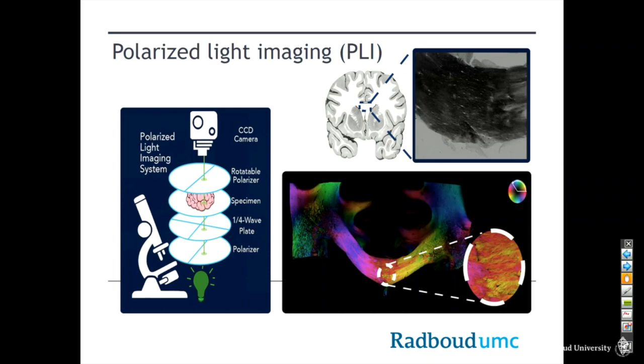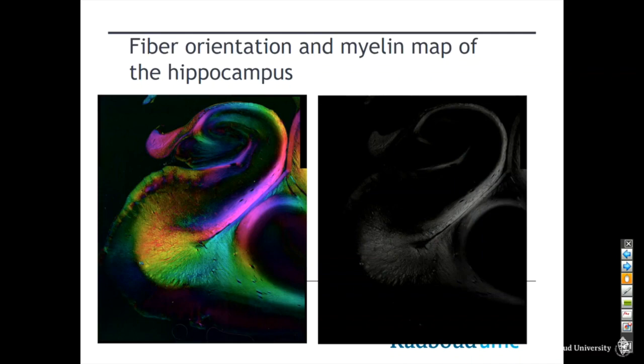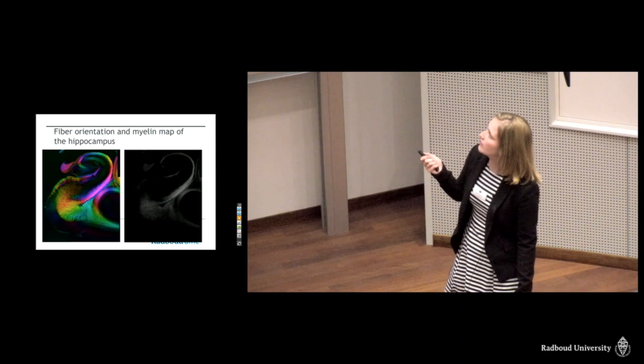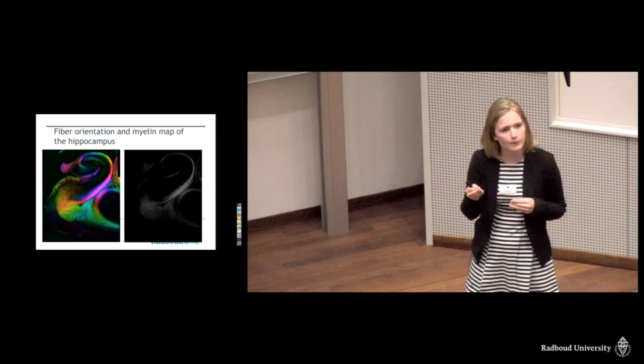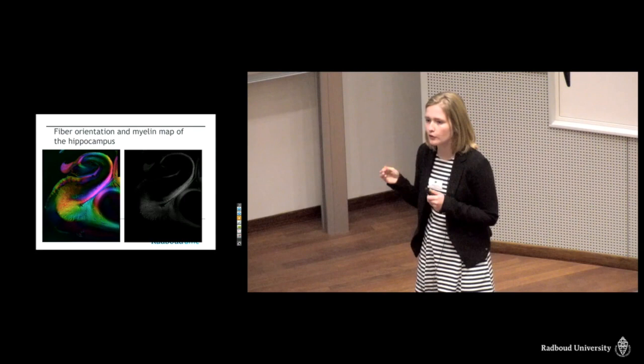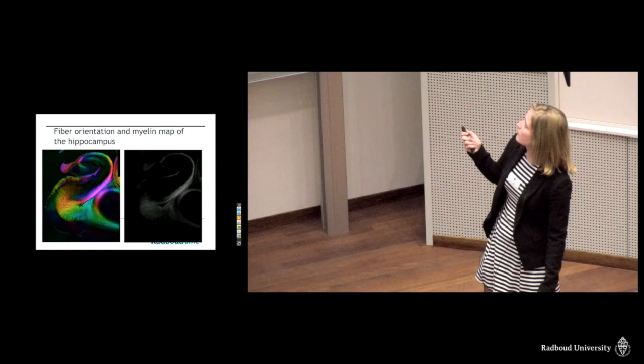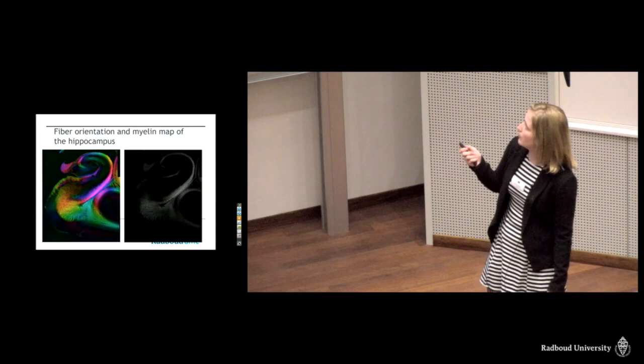This is data from the corpus callosum, but we're working with the hippocampus. So our data looks like this, also quite pretty, I think. And you can, for example, really see how this fiber bundles going around by the changing colors. Another metric that we can extract from this technique is the retardance. And the retardance shows you how much the light is shifted actually due to the interaction with the myelin. So it's an indirect measure of how much myelin is present. So you can also see that here in white matter regions, the maps are more intense than here in gray matter regions. And we'll be using this map for the rest of our analyses.